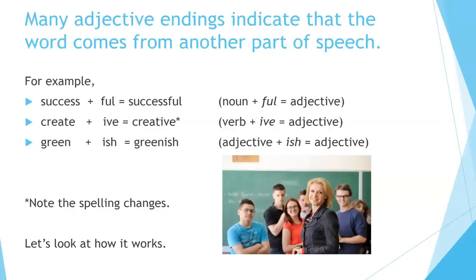Notice there's some spelling changes here. Green plus ish equals greenish. Adjective plus ish indicates another adjective. Note the spelling changes. Let's look at how that works.